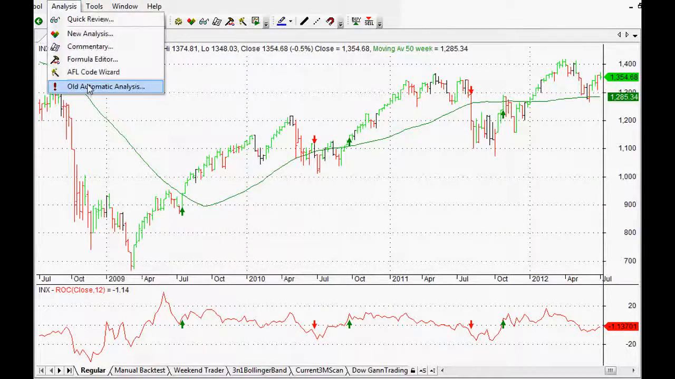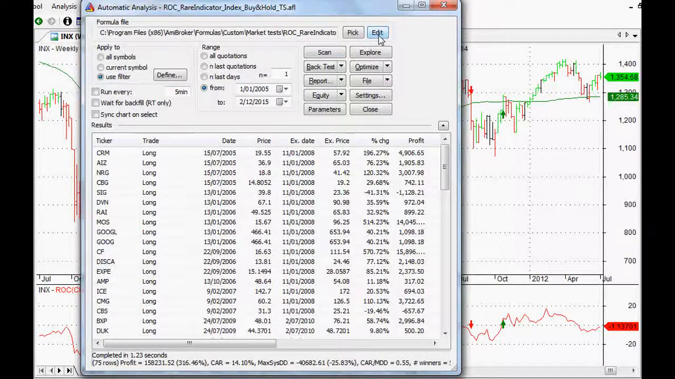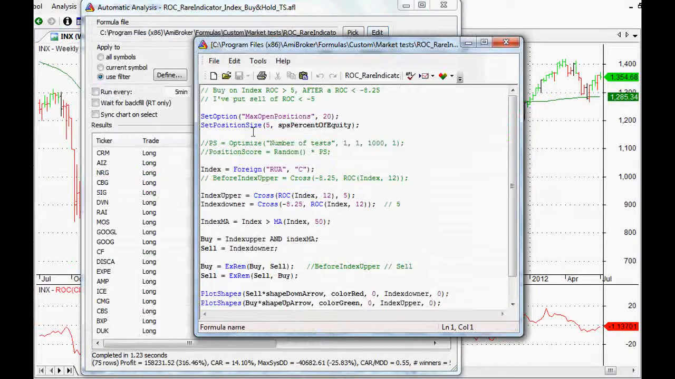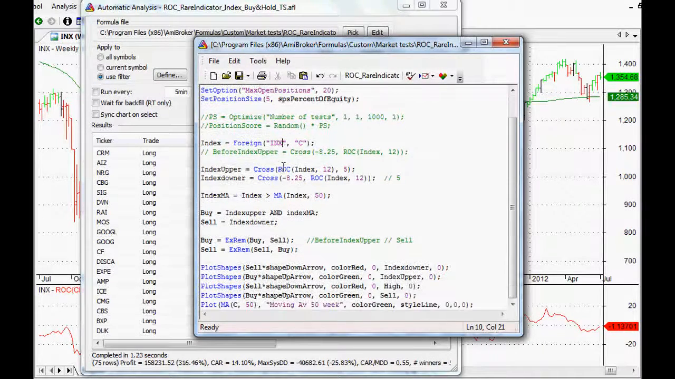So all I did was I just quickly coded this indicator in AmiBroker here. We've got 20 positions. We're putting 5% of our overall portfolio in each. We've created the indicator based on the S&P 500, and it's using the rate of change below 8.25 and then above 5 for a buy and below 8.25 for a sell. And yeah, really the rest is history.